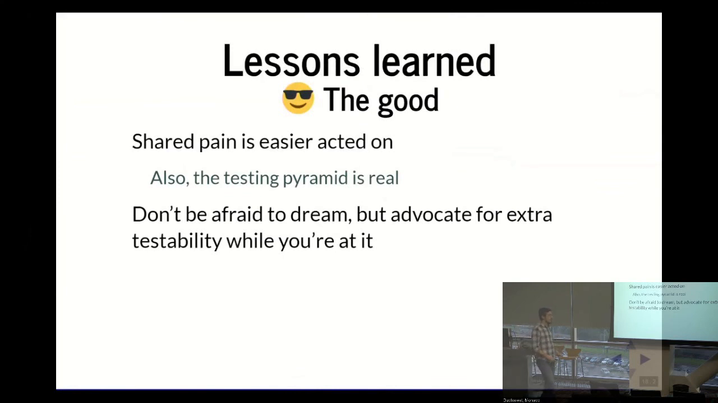Also, don't be afraid to dream. As I said, we're working on some stuff that I really wouldn't have hoped we would get to work on. But while you're dreaming, do advocate for extra testability, whatever it is that you're doing. Because testability might be just a buzzword, but unless you actually go in and say, we need these changes and these changes and these changes in order to be able to test the thing, testability won't come out of thin air. So the fact that for the new UI we have an architecture that's testable is because we directly influenced some architectural decisions in there.